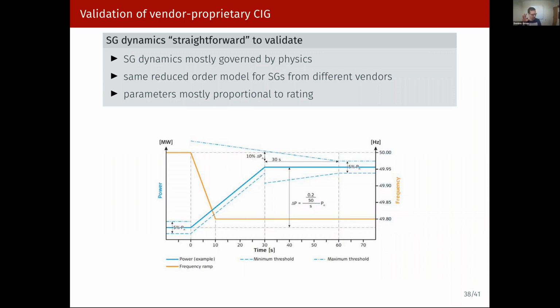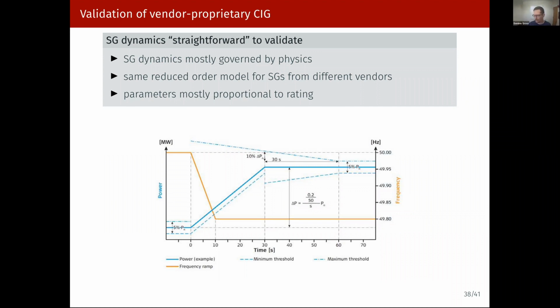And these types of specifications, they work because the synchronous generator dynamics are mostly governed by physics, and the reduced order models, they're all these swing equation models that I showed you before. It doesn't matter if you bought this from Siemens or from ABB. And on top of this, the free parameters in these reduced order models, they are all proportional to the machine rating. And none of this will work like this with the power converter anymore, because on the power converter, the dynamic response is given by software, right? So you can do a lot more things that are not necessarily proportional to the rating, that are not necessarily the same in different operating regimes.